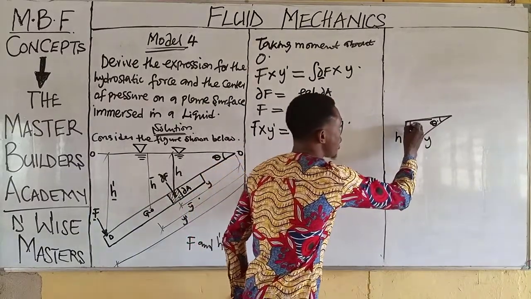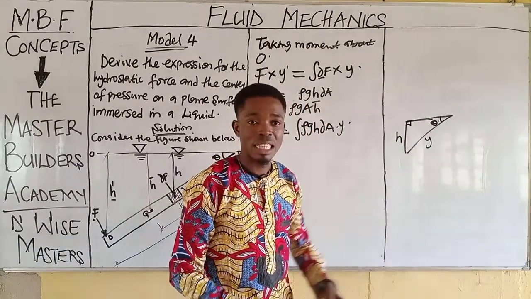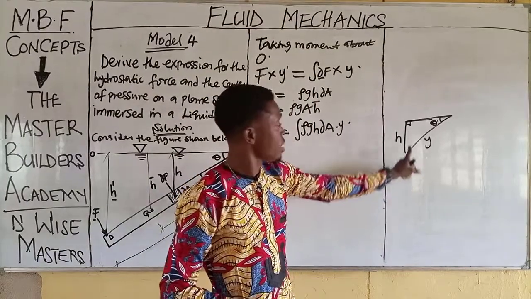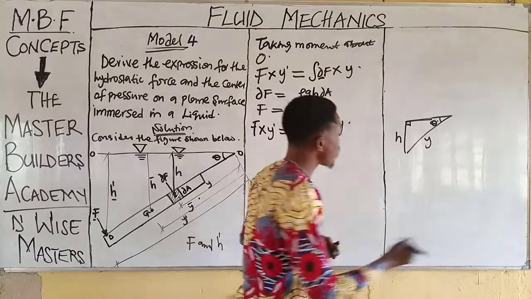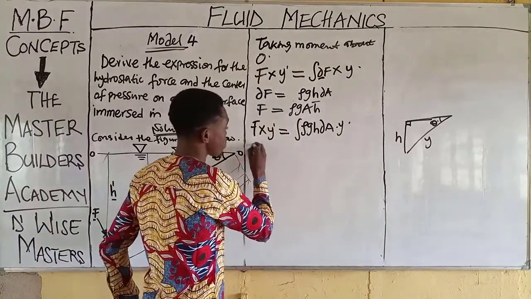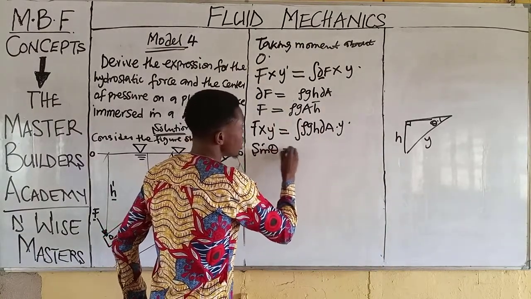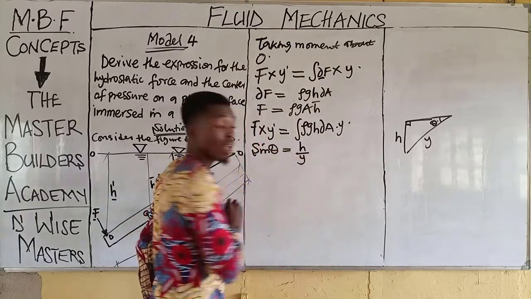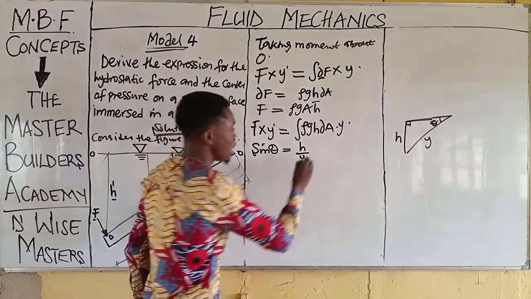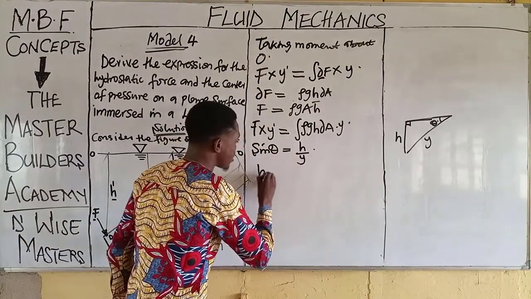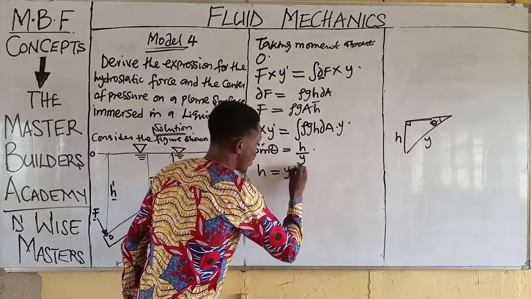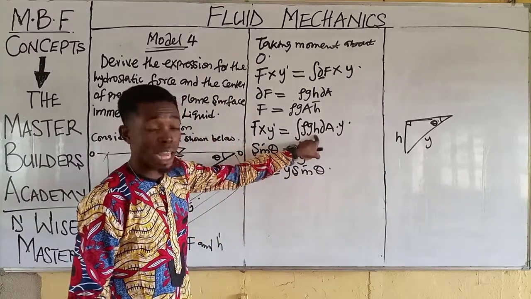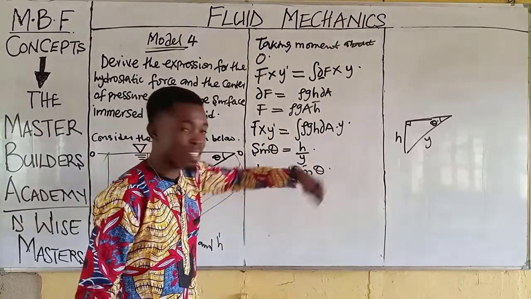What is the relationship between Y and H? That would be sine theta. This is opposite, this is hypotenuse. So we therefore have that sine theta is equal to opposite over hypotenuse. Now from this end, when we make H the subject of the formula, we will have this as Y sine theta. So in place of H in this model, we will put in Y sine theta.